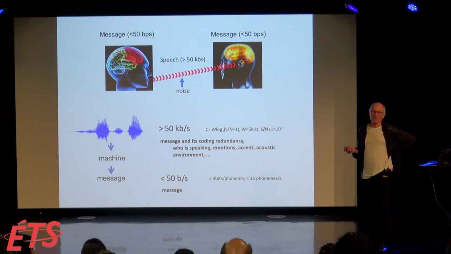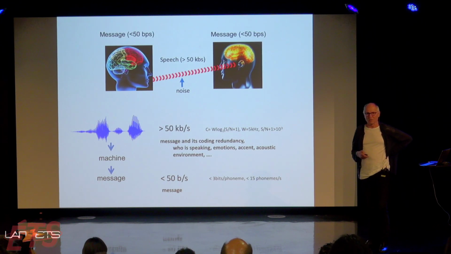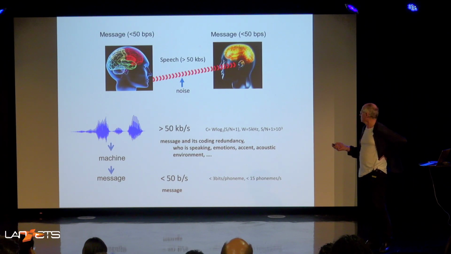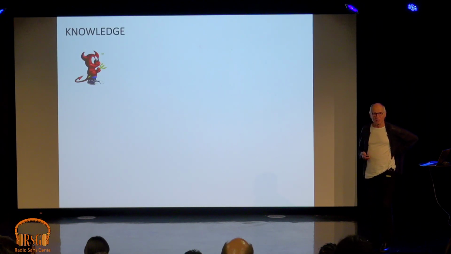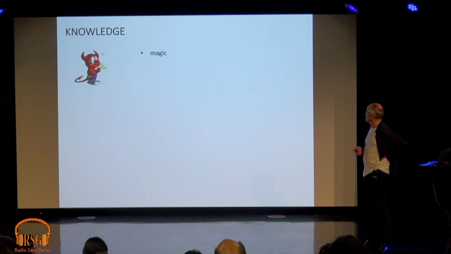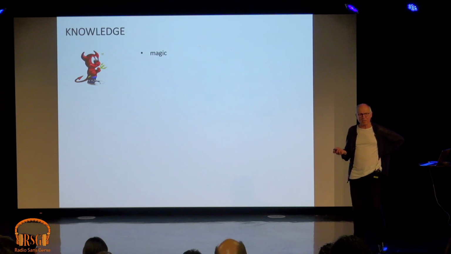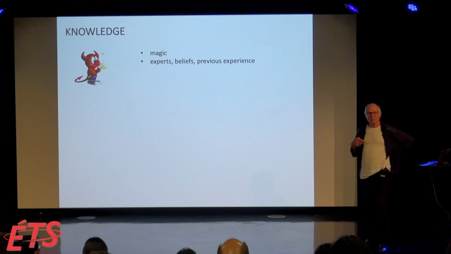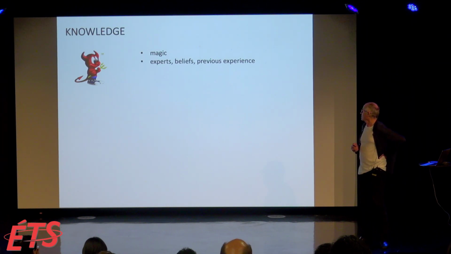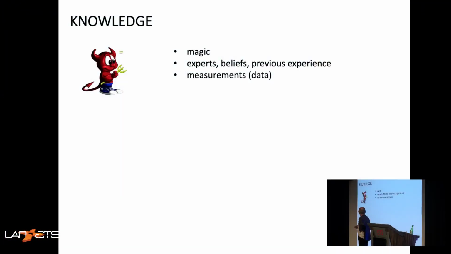So the problem is very similar to the Maxwell demon. You need to know what you are doing in order to get to this feat. So you need the knowledge. So you need either a little demon, which of course knows the magic, but let's assume that we don't believe in magic. So you may start putting in knowledge which comes from expert beliefs and previous experience, or you can also get the measurements from the data.